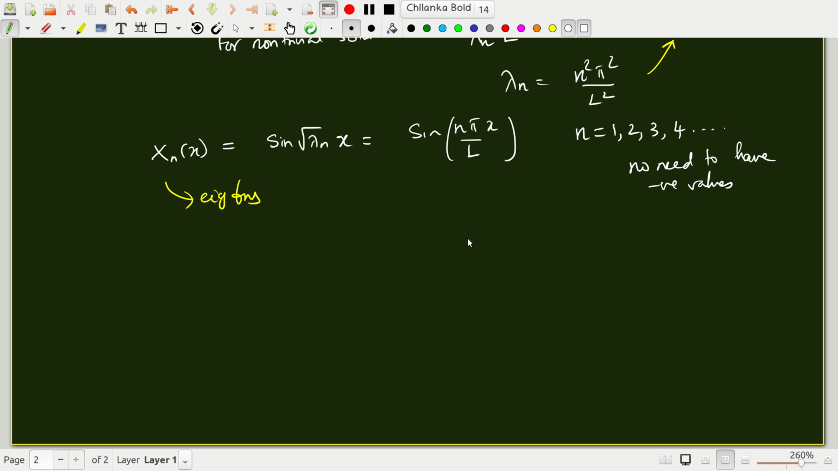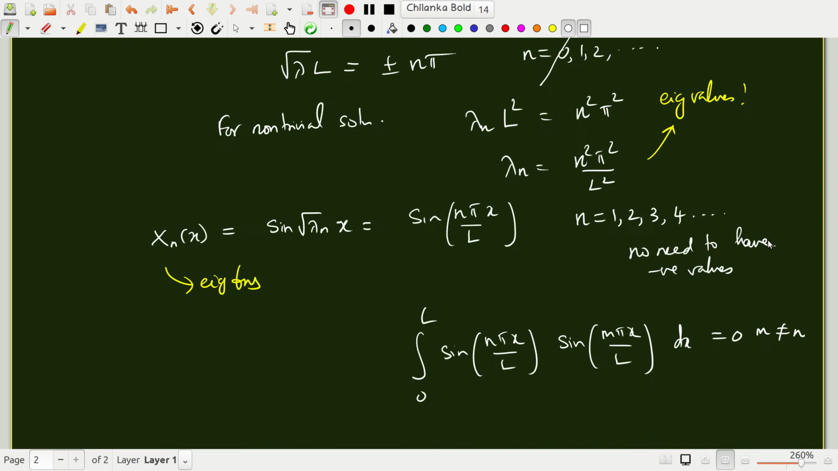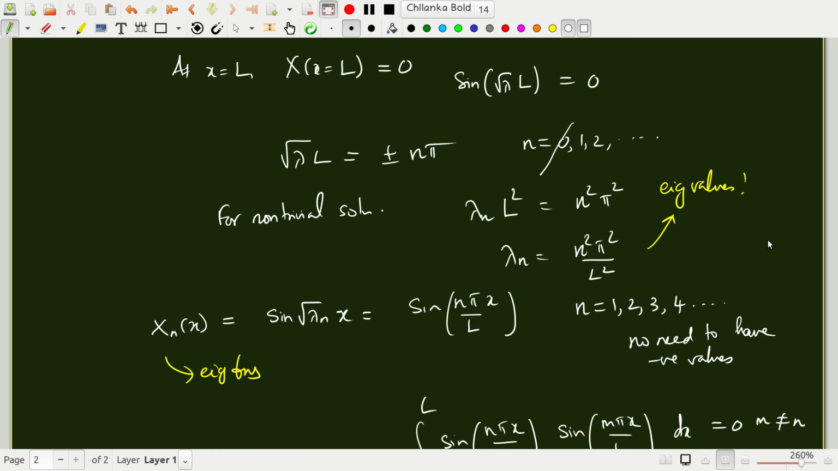Note that the sines are orthogonal: the integral of sine n pi x by L times sine m pi x by L dx is equal to 0 if m is not equal to n. They are orthogonal functions. So even in the separation of variables method of solving partial differential equations, we do get to solve an eigenvalue problem.